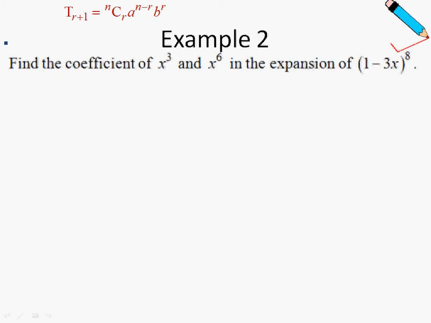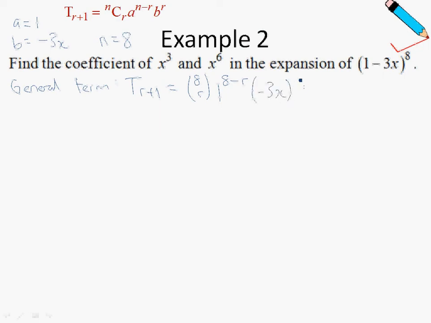One more example. Find the coefficient of x to the power of 3 and x to the power of 6 in this expansion. So once again, I'm going to identify my a. My a is 1. My b is negative 3x. My n is 8. So first write out the general term once again. So general term, T r plus 1, is equal to n choose r, so 8 choose r, a, in this case a is 1, to the power of 8 minus r, and b is negative 3x to the power of r. Take note that 1 to the power of anything will still be 1. So I can easily simplify this to become 8 choose r. This term is gone. So negative 3 to the power of r, x to the power of r.